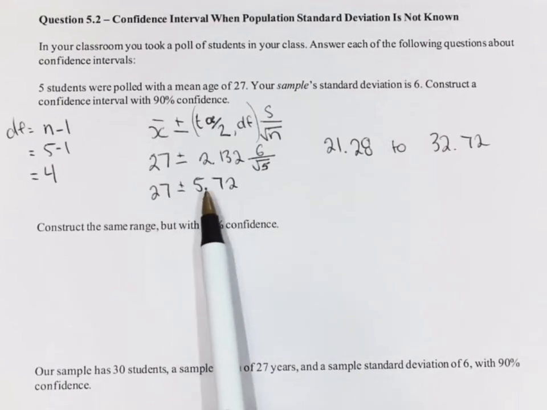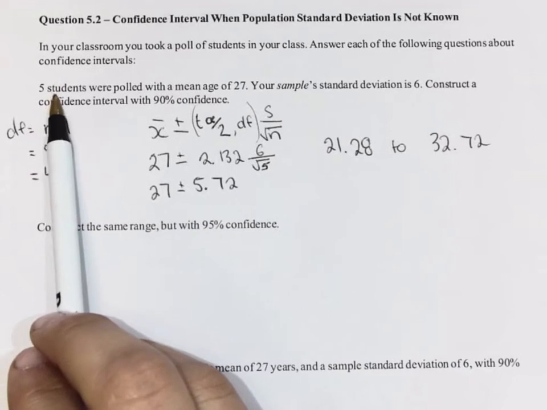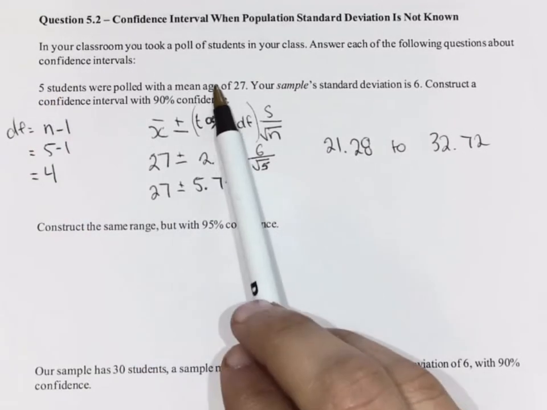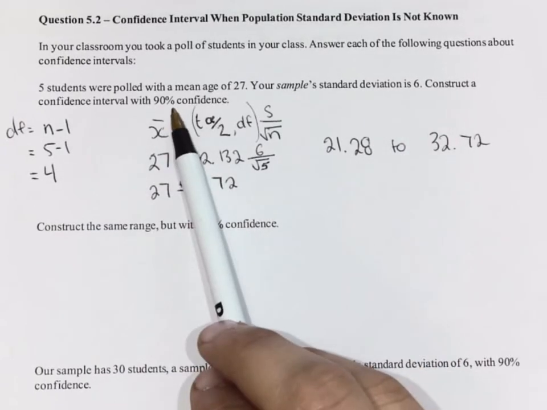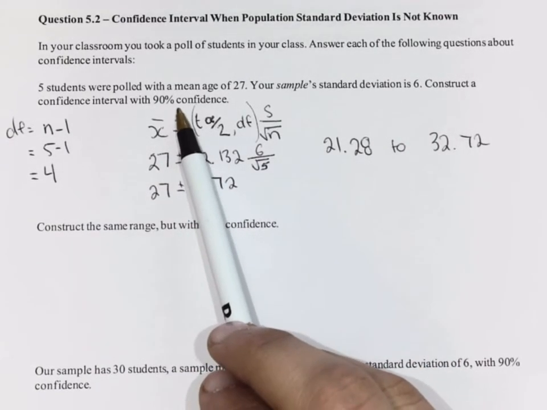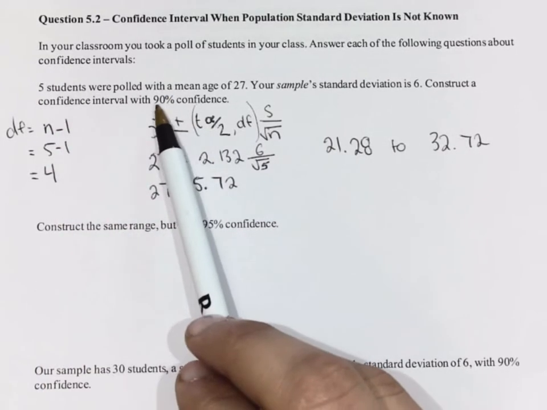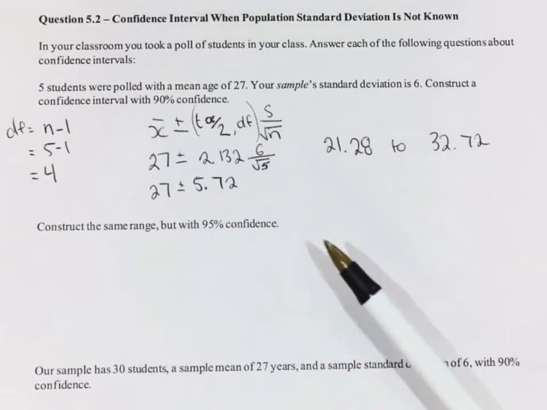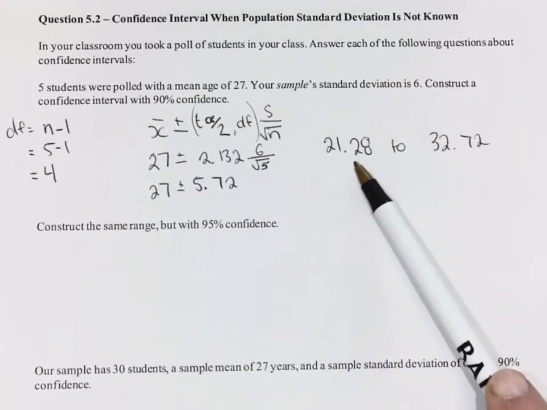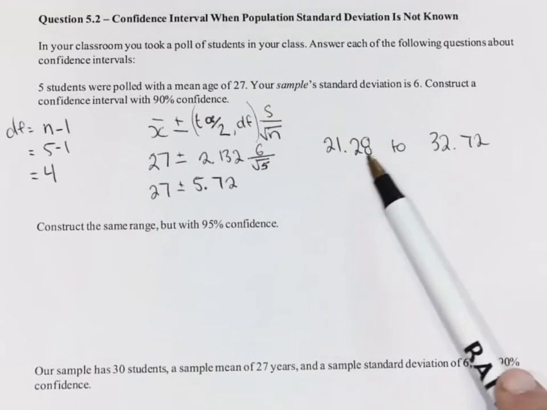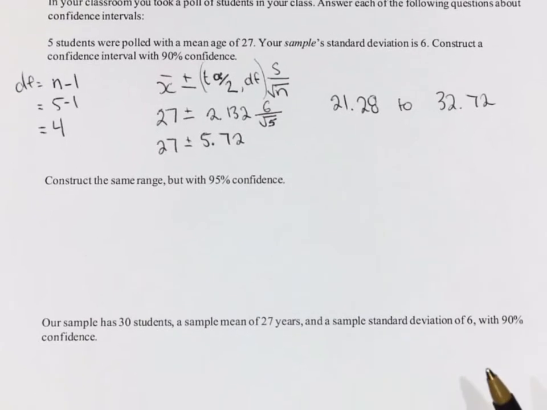So, in layman's terms, what this means is that based on our 5 students polled, our sample of 5, with the mean age of 27, our sample standard deviation, and a 90% confidence. Now remember, this means that if you were to run this poll with 5 different students 10 times, you can expect to be wrong 1 time. But this will be right 9 out of 10 times. Is our population mean will fall between this range. So let's try the same thing but with 95% confidence.